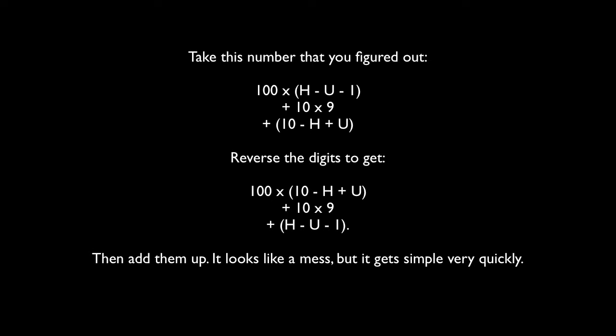Take this number that you figured out, 100 times h minus u minus 1, plus 10 times 9, plus 10 minus h plus u. Reverse the digits to get 100 times 10 minus h plus u, plus 10 times 9, plus h minus u minus 1. Then add them up. It looks like a mess, but it gets simple pretty quickly.